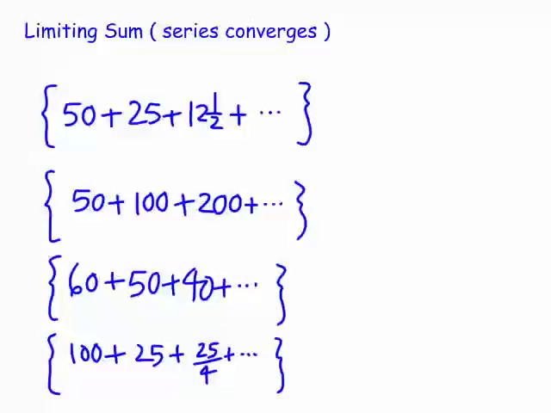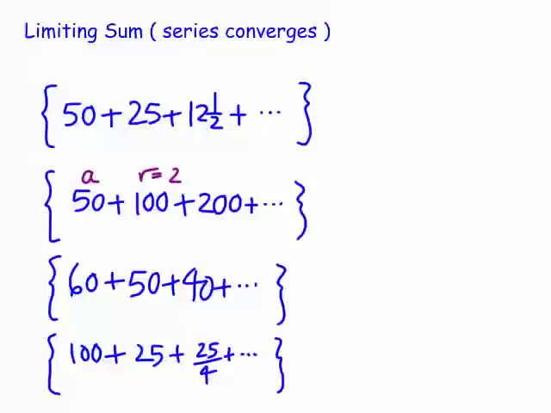We're now going to have a quick look at limiting sums and get an idea of how we can tell whether they're going to exist or not, and whether the series are going to converge or diverge. If you have a quick look at this one here, A is 50 and r is 2. Each term gets bigger and bigger. This is called diverging. And so does a limiting sum exist? No.